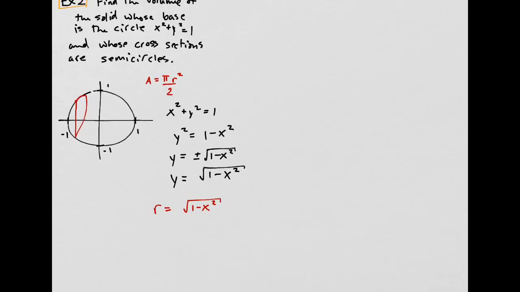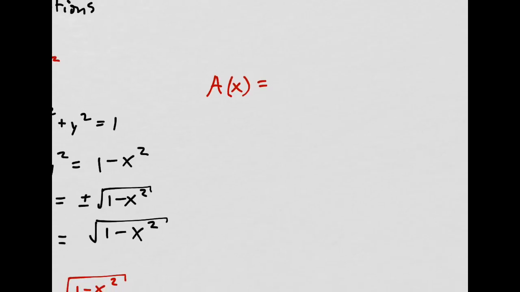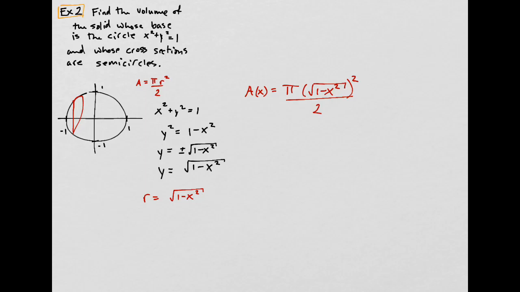So then how could I find the area of this cross section? What would I do? Yeah, plug it into that. So the area function would be pi r squared. R is the square root of 1 minus x squared, divided by 2. Yeah? Are we okay with that?